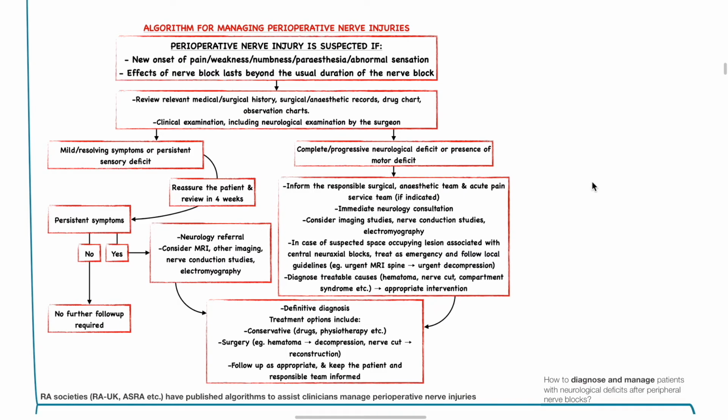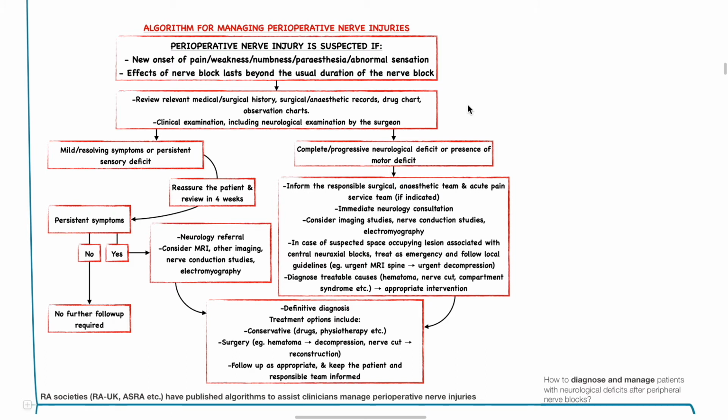How to diagnose and manage patients with neurological deficits after peripheral nerve blocks. RA societies such as RA UK and ASRA have published algorithms to assist clinicians to manage perioperative nerve injuries. And here is one example. Perioperative nerve injury is suspected if there is new onset of pain, weakness, numbness, paresthesia, or abnormal sensation, and effects of nerve block last beyond the usual duration of the nerve block.